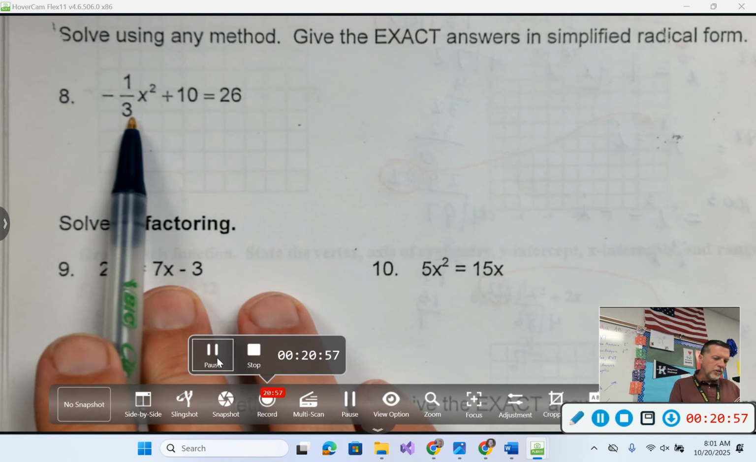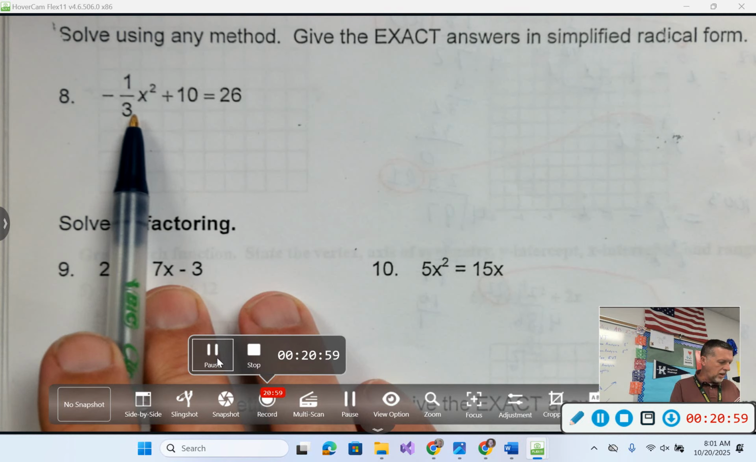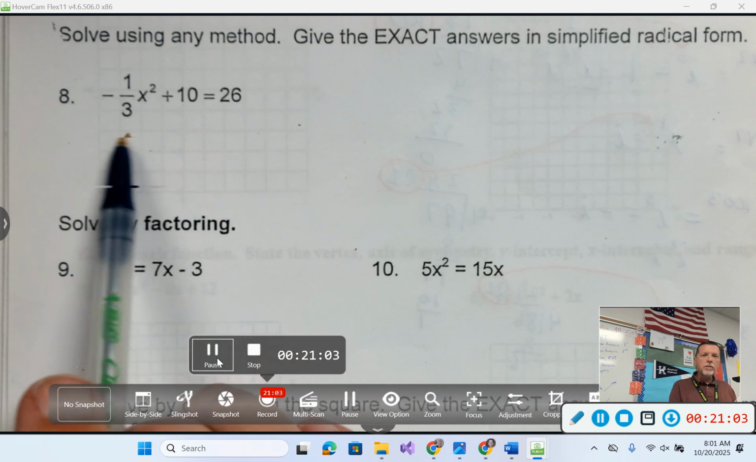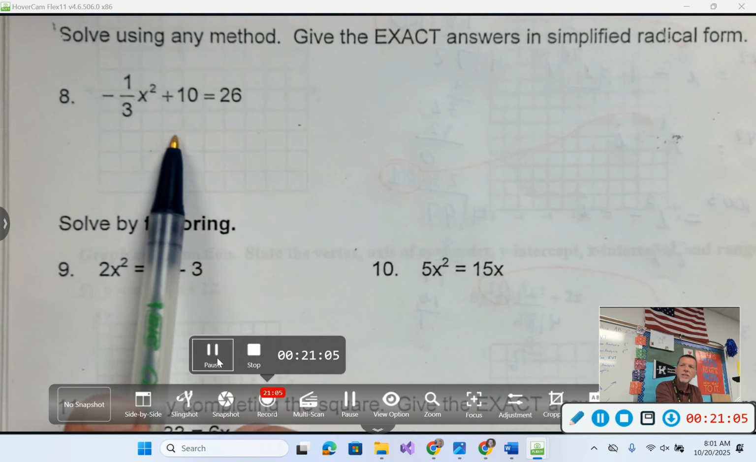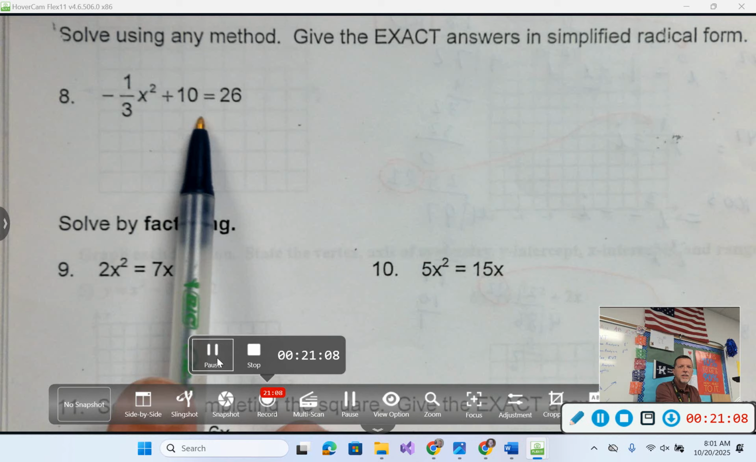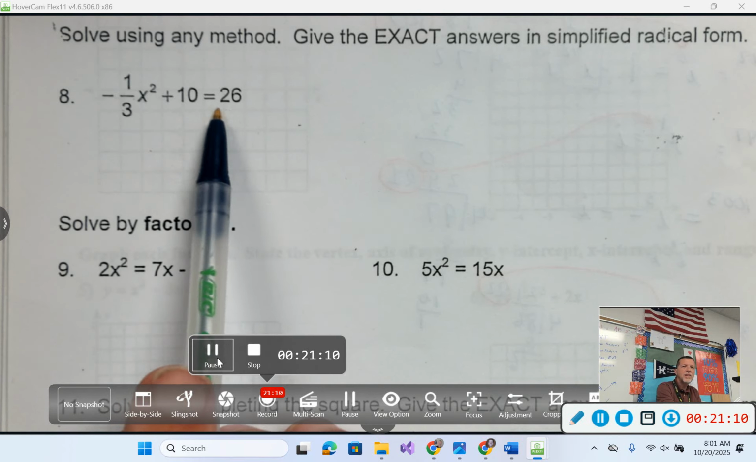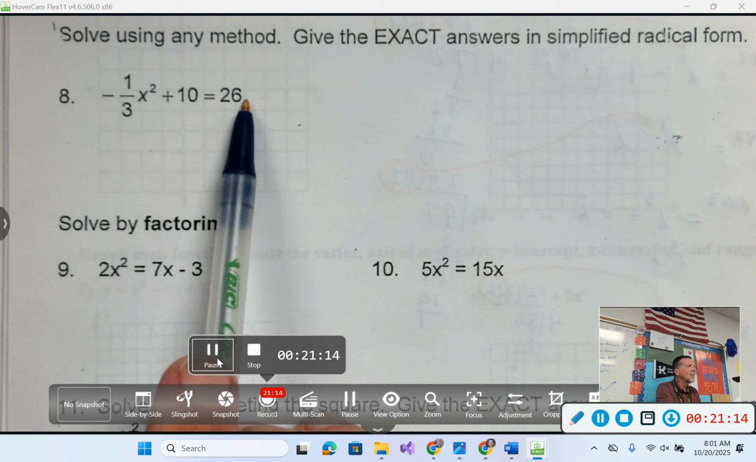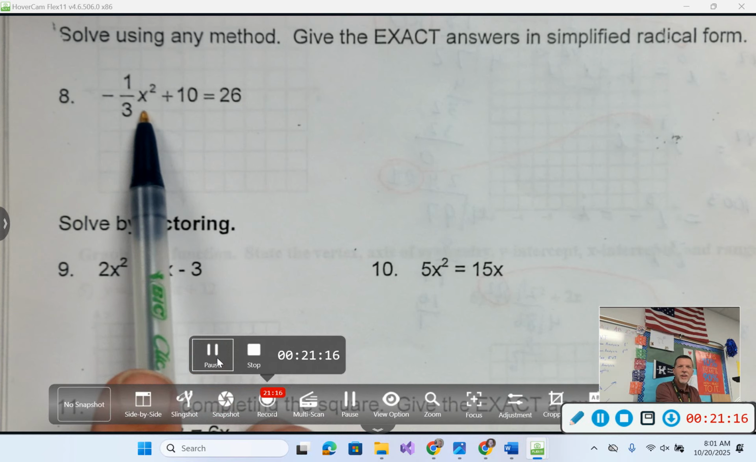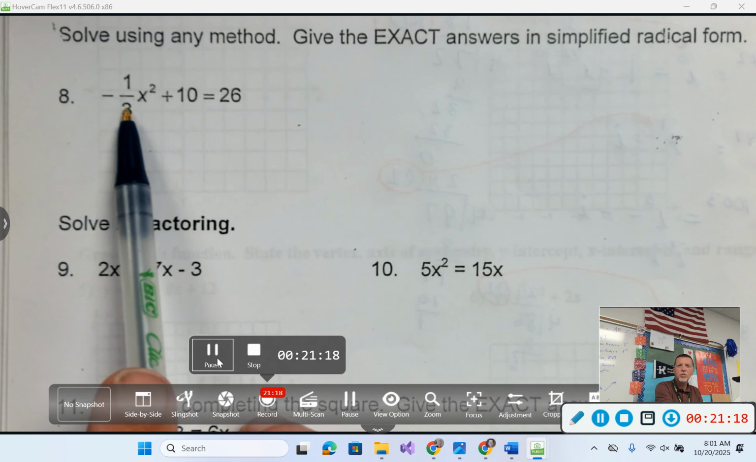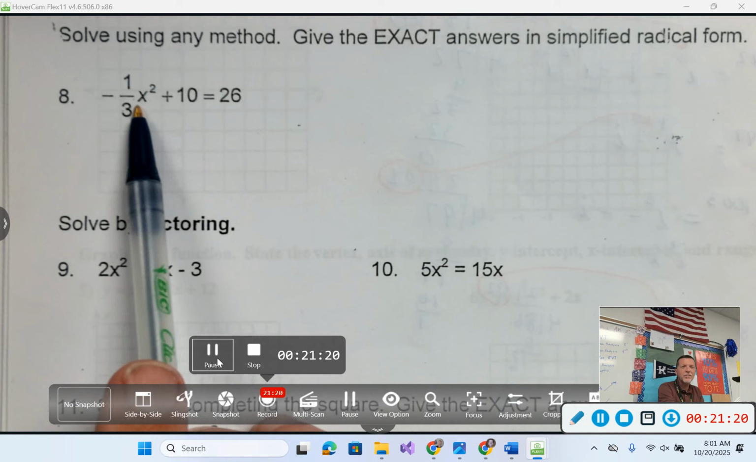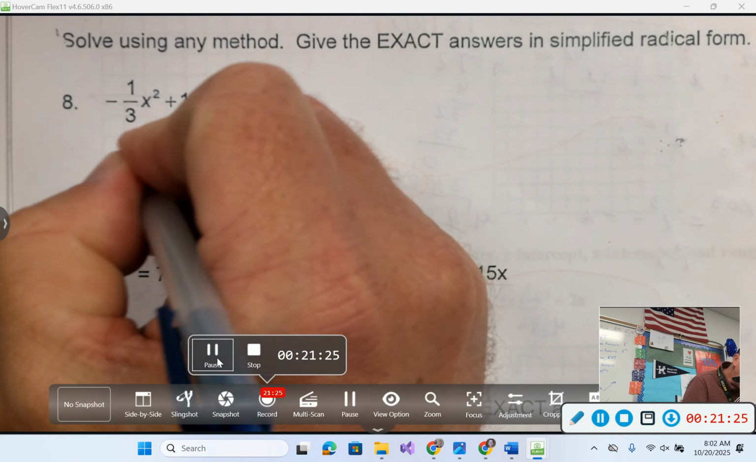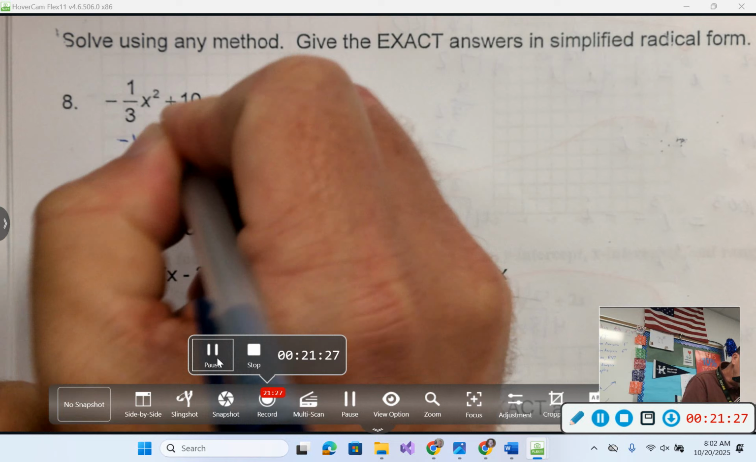What do you want to do first on number 8? It says solve using any method. Minus 26? I think I'd rather minus 10, because I think I can get the x squared by itself. So I'm going to use the square root method on this one, since there's only an x squared. I can get the x squared by itself and then square root both sides. So let's move the 10 over.